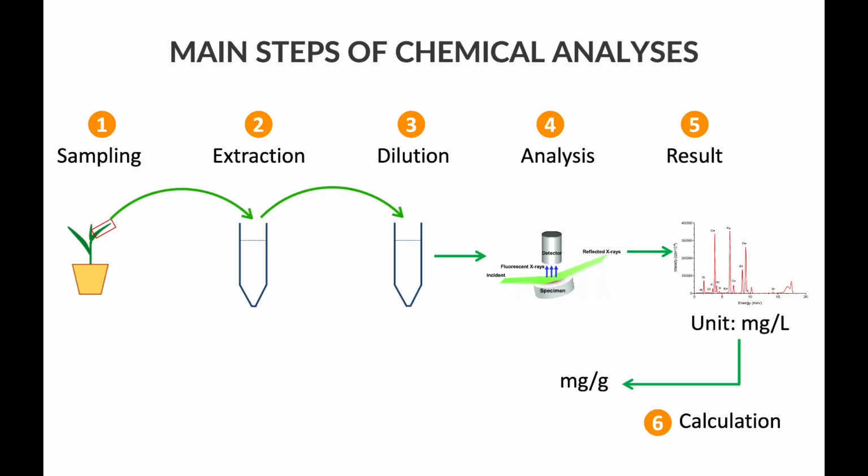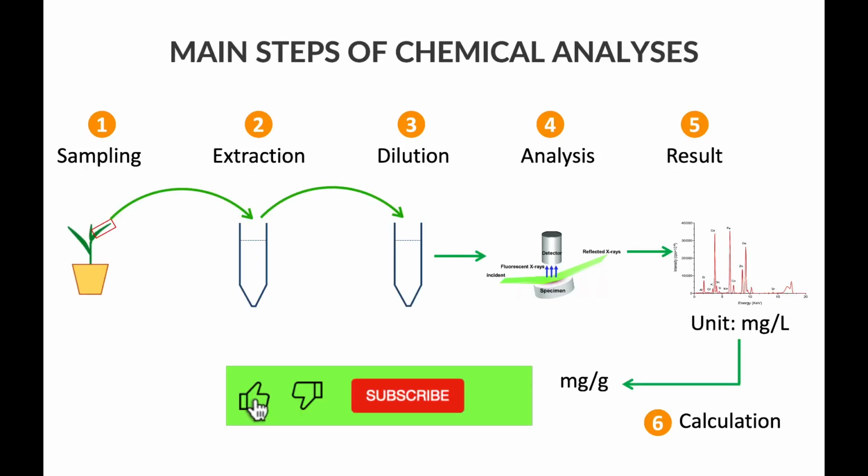Basically, there are about 6 steps that you need when you perform a chemical analysis. The first step is sampling. And after that, you will perform the extraction to get the chemical of interest. Then you may need to dilute the extract before you perform analysis in the fourth step. After analysis, you get the result in step 5.